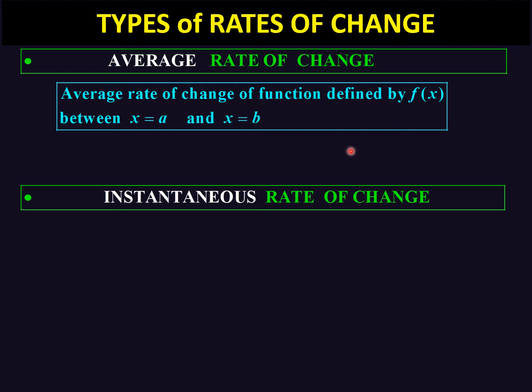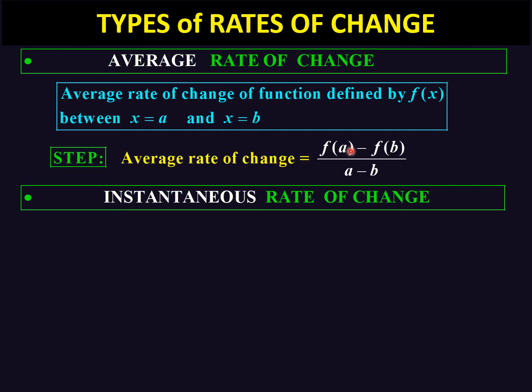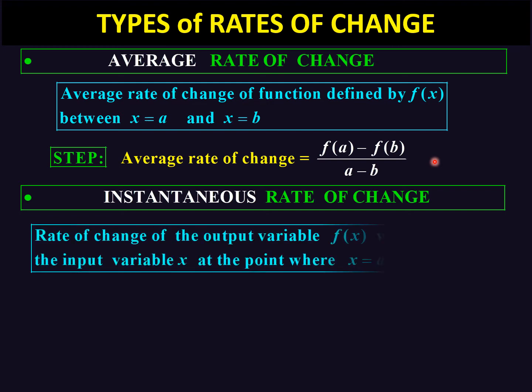Here, with the average rate of change, we use our gradient formula. If we use it in function notation, it's f(a) minus f(b) over a minus b. You can also do it the other way around: f(b) minus f(a), then it has to be b minus a. So it's just your gradient that you're calculating here.